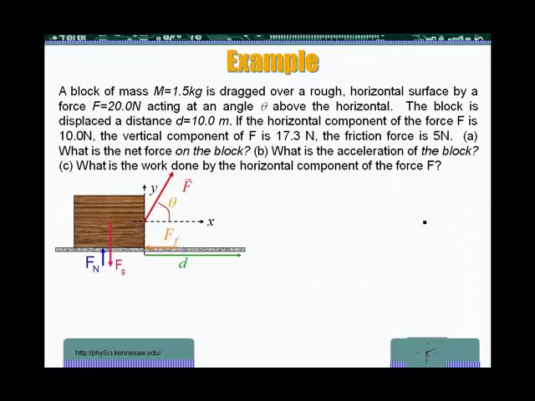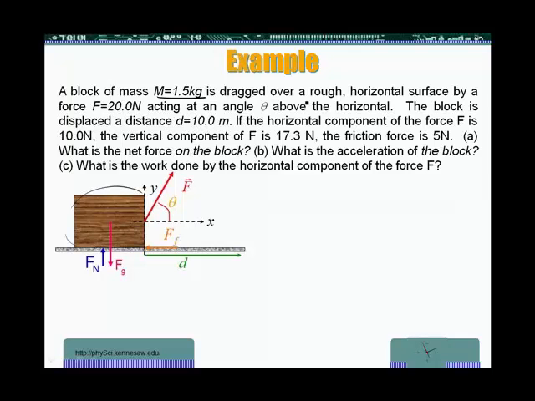Let's start working with an example. It sounds wordy, it looks tricky, but it's not that bad. Let's read the question carefully. We have several screens where we are going to use the same question, so let's try to understand what's going on. So we have a block of mass 1.5 kilograms. So they give us the mass of the block.